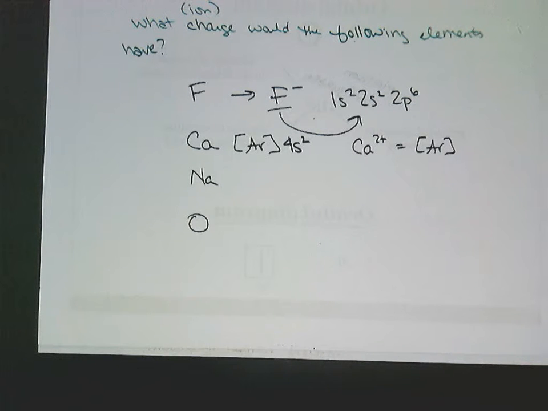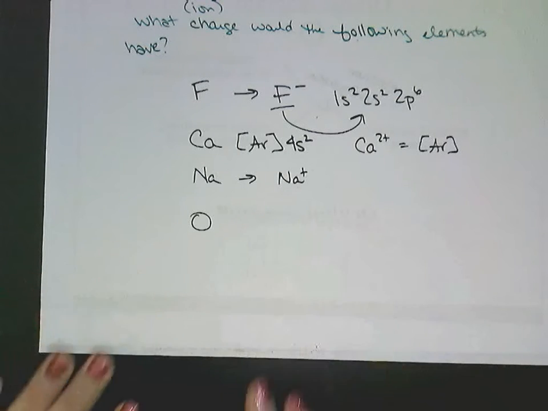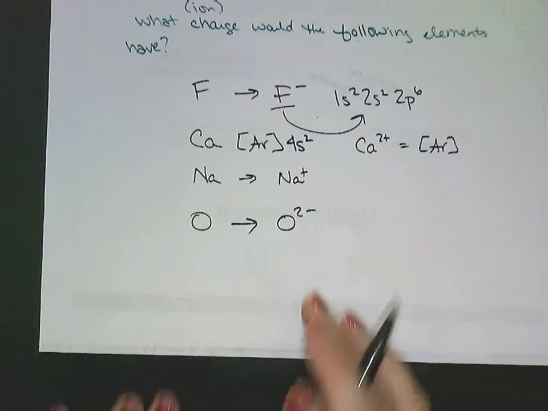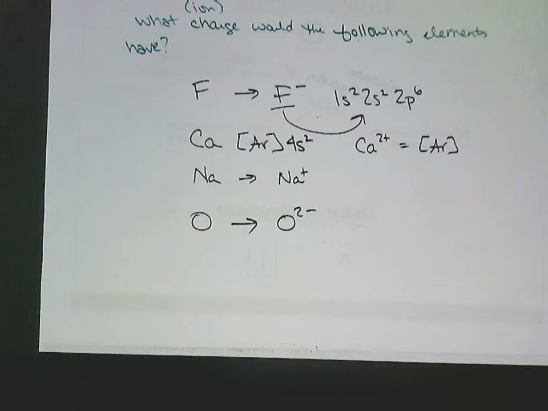Let's talk about sodium. All right, so sodium has how many valence electrons? 1. So is it likely to lose 1 or gain 7? Gain 7. All right, what about oxygen? How many electrons does it need to gain to become neon? 2. So is it going to be oxygen plus 2 or oxygen minus 2? Minus 2. Yay, go team.